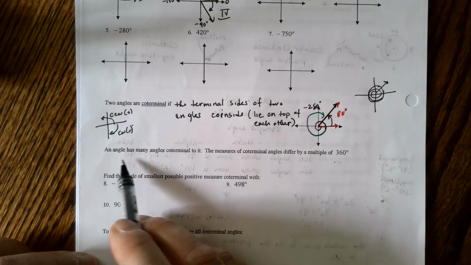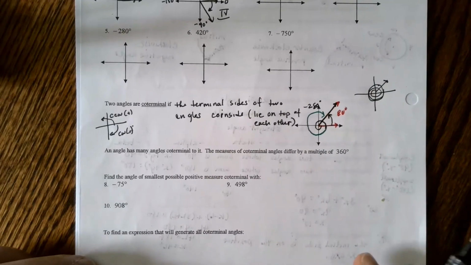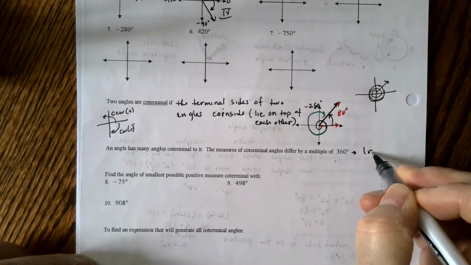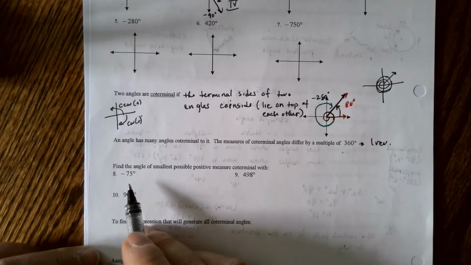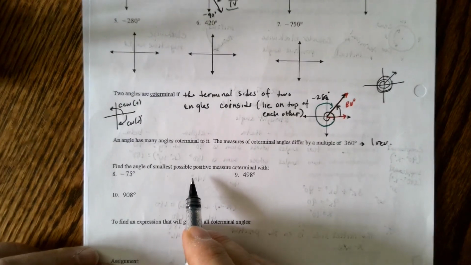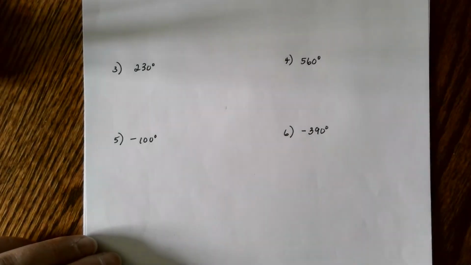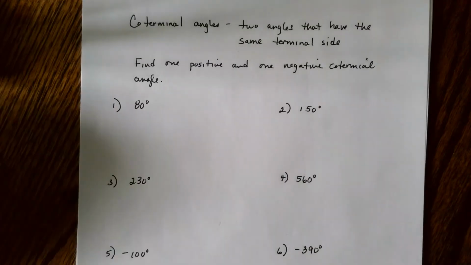Okay? So an angle has many angles coterminal to it. The measure of coterminal angles differ by a multiple of 360. 360 is the key here because it's one revolution. Okay? One revolution is 360 degrees. So take a look at what we're asked to do here. It says find the angle of smallest positive possible measure that is coterminal. And I'm going to come over here and do some practice so that you guys can complete your worksheet all by yourself.